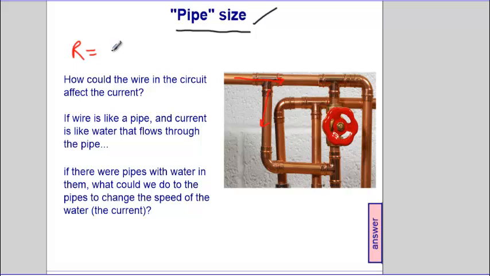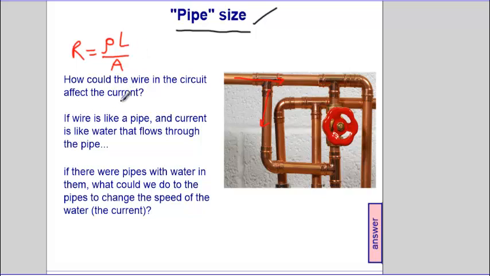The resistance of a wire depends on what type of material the wire is made of. That's called its resistivity. We use a Greek letter rho. It depends on the length of the wire, and then finally, the cross-sectional area of the wire. We'll talk about this in a second.